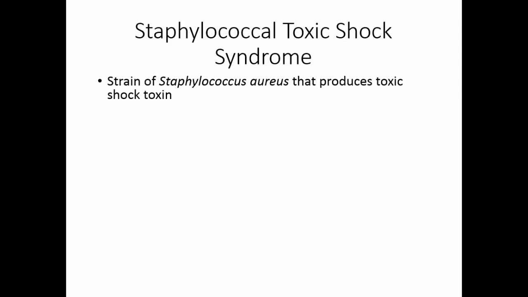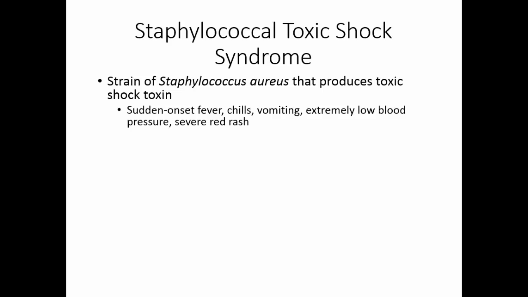Staphylococcal toxic shock syndrome is caused by a strain of Staphylococcus aureus that produces the toxic shock toxin. This toxin causes a sudden onset of fever, chills, vomiting, extremely low blood pressure because of body-wide vasodilation, and a severe red rash over the entire body. All patients who developed this syndrome were found to be carriers of the staphylococcal organism.